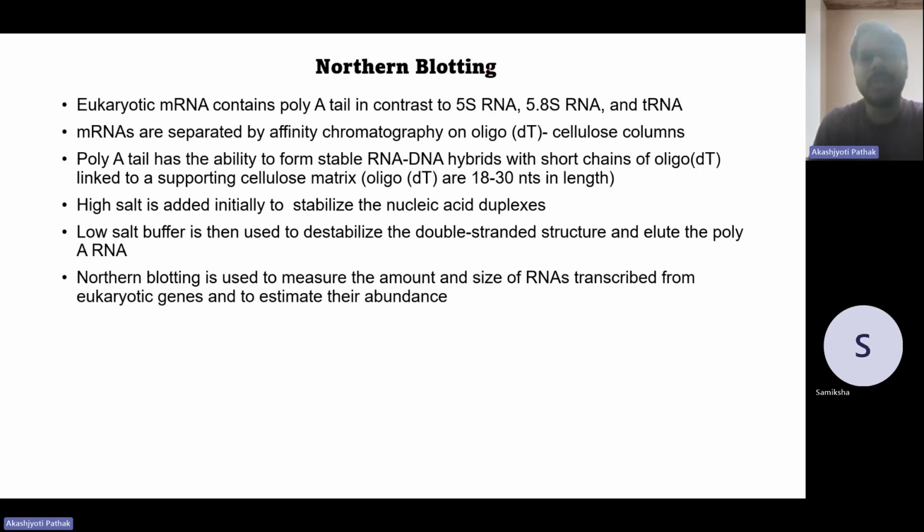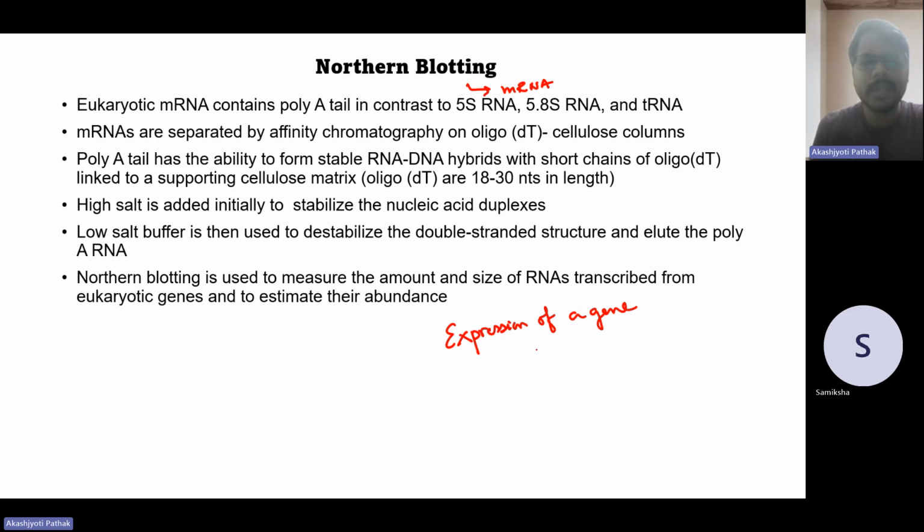Okay, so now what is northern blotting done to identify? To identify your mRNA sequence, or you want to identify a particular RNA transcript in a population of RNA. So, for example, you want to analyze the expression of a gene in two different cells, in a cancer cell and a normal cell. So, how will you do that?